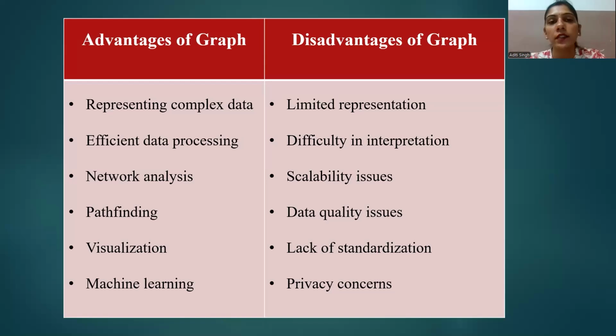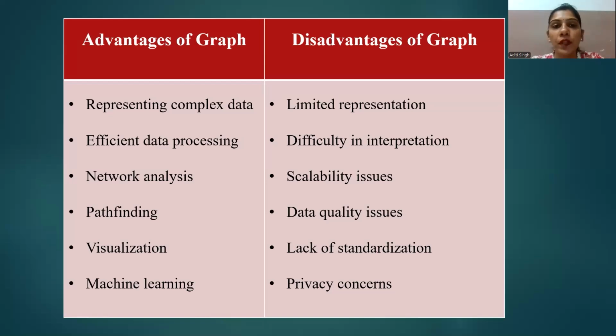Next point is scalability issues. In graphical representation, as the number of nodes and edges in a graph increases, the processing time and the memory required to analyze it also increase. This can make it difficult to work with large or complex graphs. So there is always an issue of scaling in graphical representation.